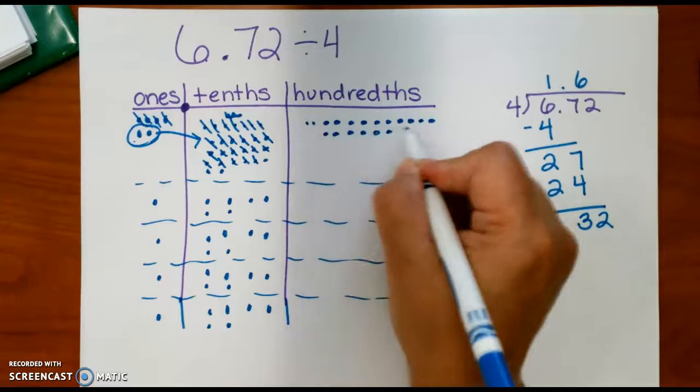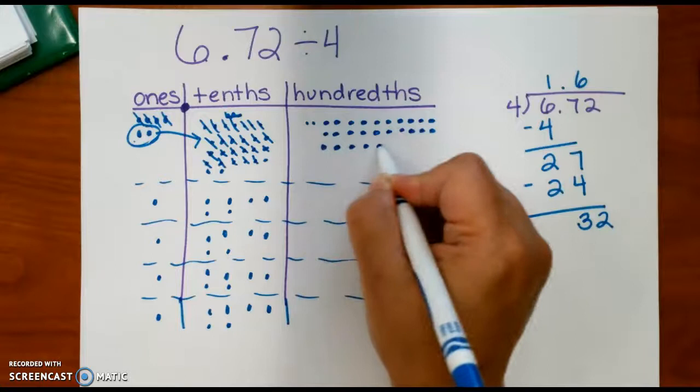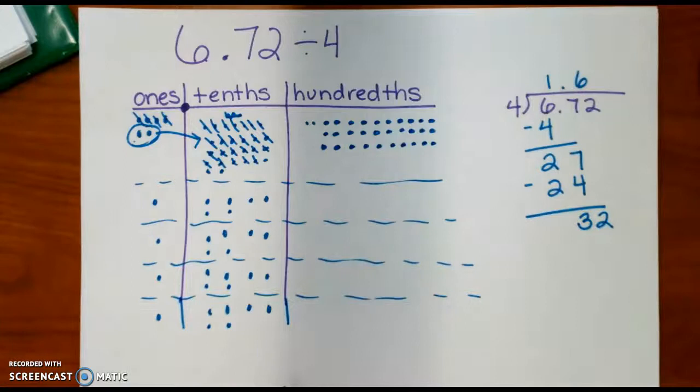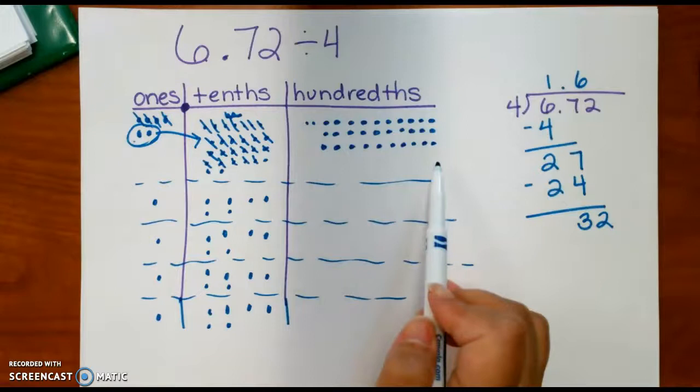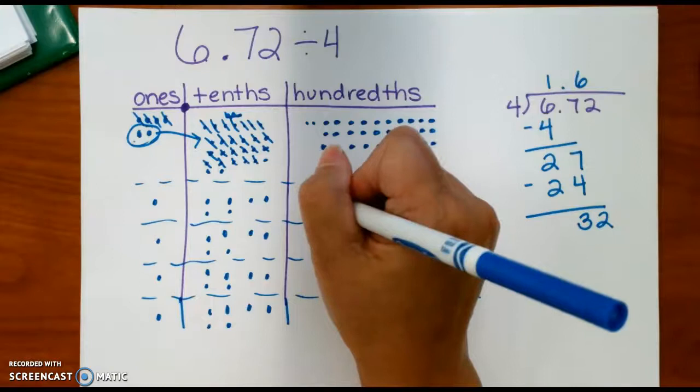So I'm drawing 30 hundredths. Now, I have 32 hundredths, and I'm going to divide it into 4 groups. So, I have 1, 2, 3, 4.